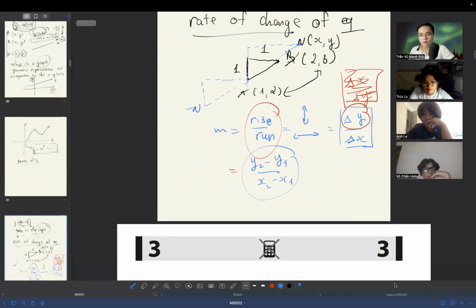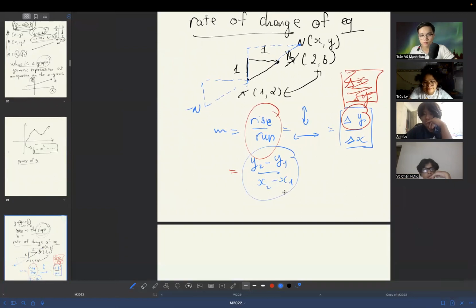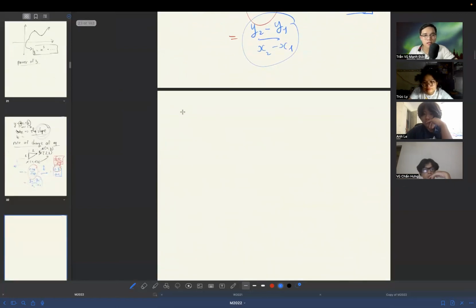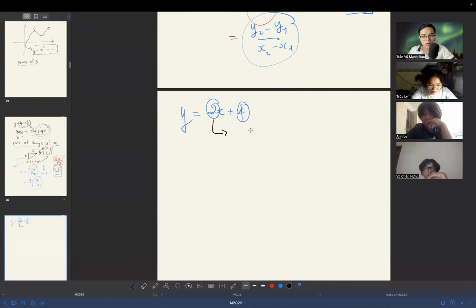So if I give you an equation, for example, y is equal to 2x plus 4. We will get to this, but basically this is the slope. All right, this is the slope. And so I know that it goes up by 2. And how much does it go right or left? Do you know? Is it up by 2? How much does it go right or left?